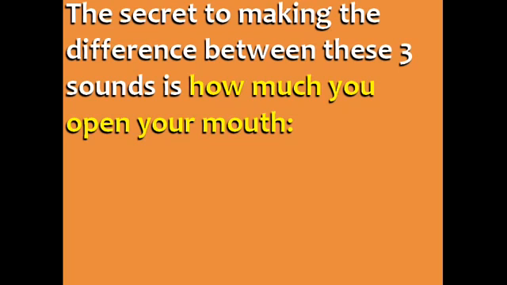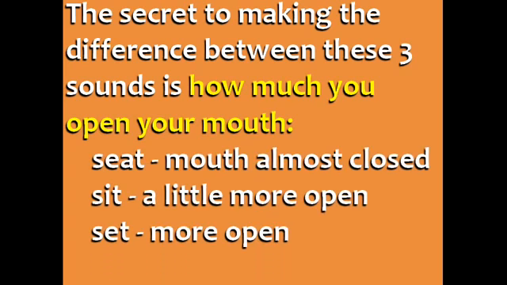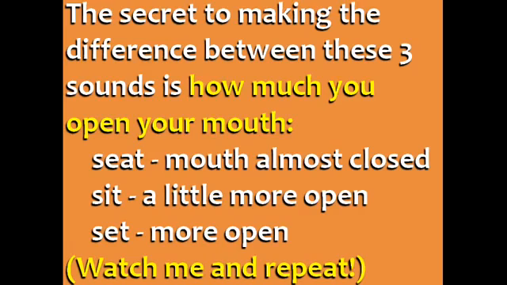The secret to making the difference between these three sounds is how much you open your mouth. For the E sound in seat, your mouth is almost closed. For the I sound in sit, your mouth is a little more open. And for the sound in set, your mouth is even more open. Watch me, listen, and repeat.